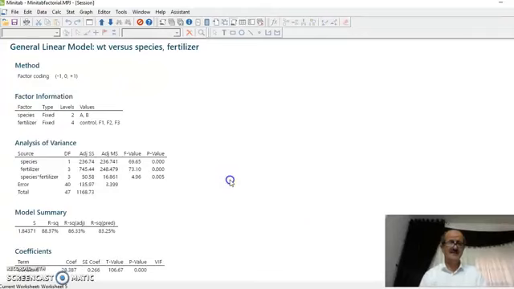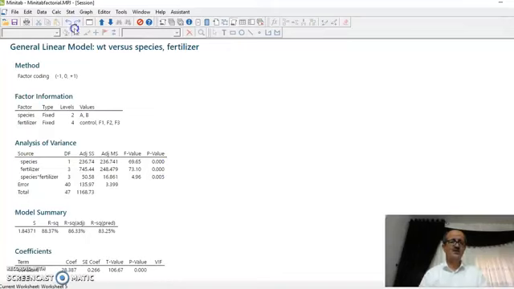Here is our analysis. Now we have factor information: two factors, species and fertilizer, with the levels of each factor. Then we have the ANOVA. The sources of variation are species, fertilizer, and species by fertilizer, or the interaction. This experiment is designed in a completely randomized design, so we don't have a block in the model. Also, it's clear that the main factors and the interaction were significant.